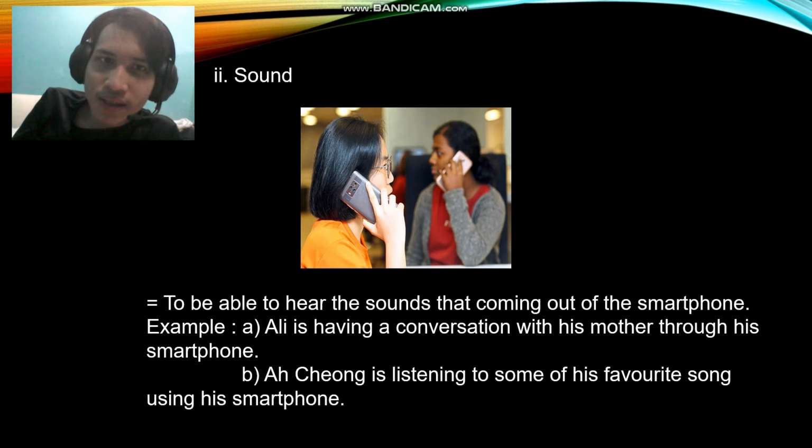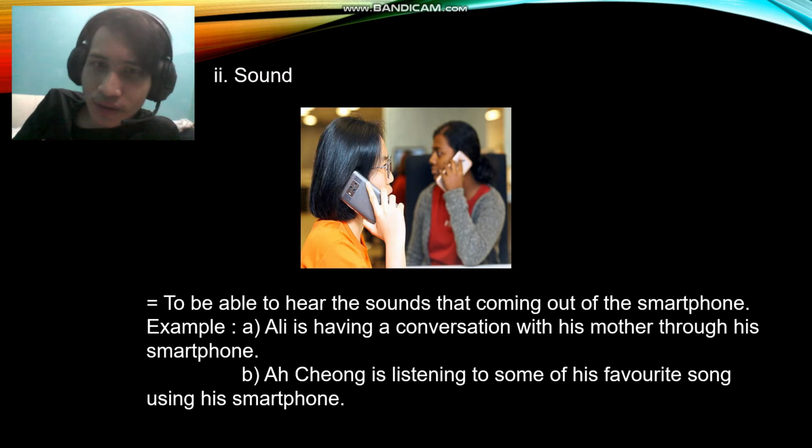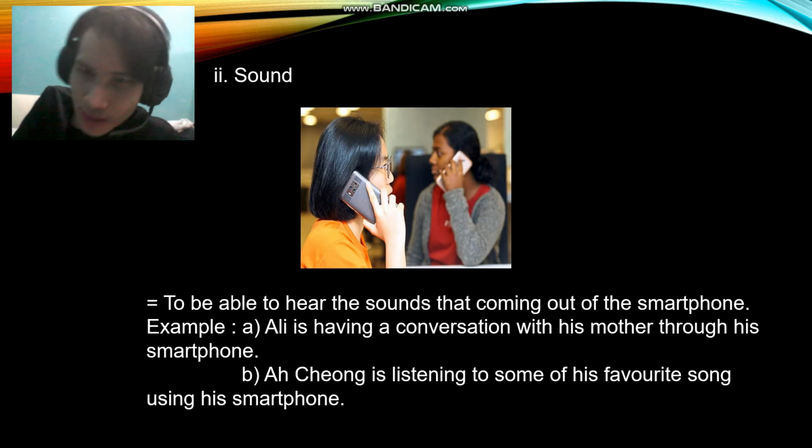Okay. Second sense, sound. In this device, we use sound, which is ears, to hear the sound that is coming out of the smartphone. First example, Ali is having a conversation with his mother through his smartphone. Using his ear, Ali can hear what his mother talks to him through the smartphone. Okay, second example, Ah Chong is listening to some of his favorite songs using his smartphone.